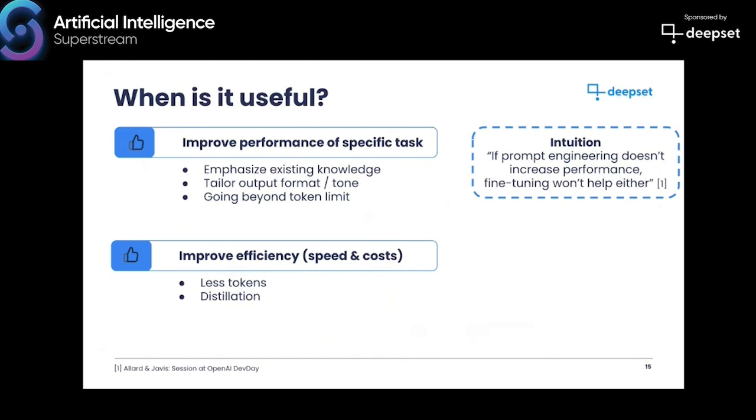Of course, prompt engineering is limited by the number of input tokens that a model can really take. And this is now a big difference. This is not the case for fine-tuning. There you can easily provide thousands of examples and continue.